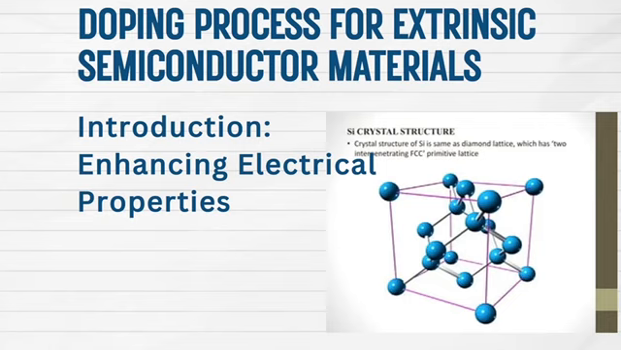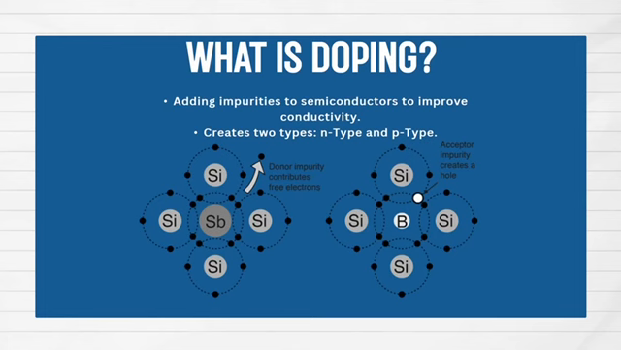Before we continue to the second part, we have prepared two pictures on doping. Doping is basically, in short, adding impurities to semiconductors to improve conductivity. It can create two types, which are N-type and P-type.